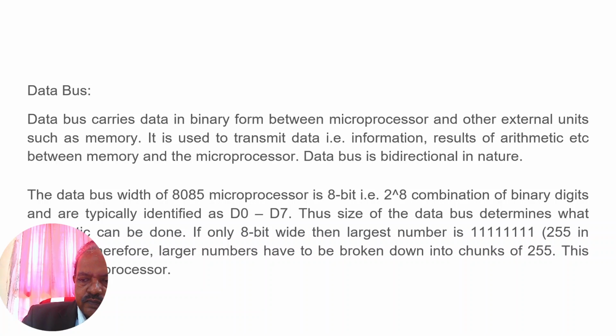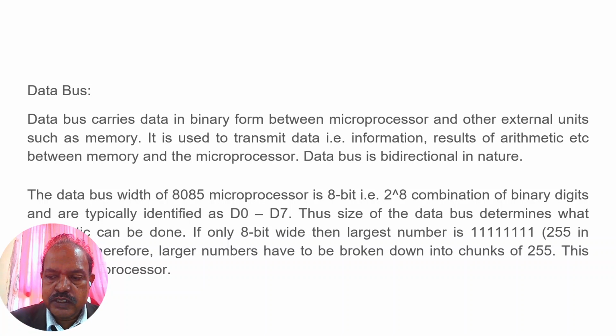If it is 0, then it will be eight zeros. If it is eight ones, then it is 255, so the range is 0 to 255. This data bus is 8-bit, so it can carry 2 to the power 8, that is 256 values. The pins used are D0 to D7. I'll show you the pin diagram, and there you can understand.